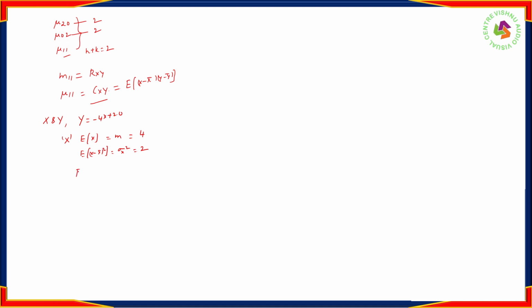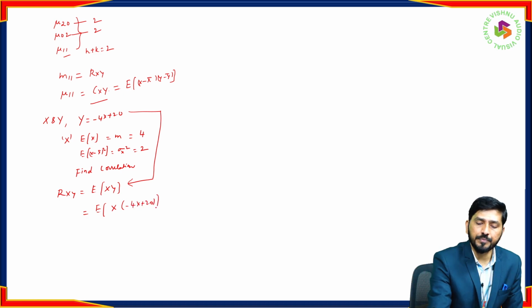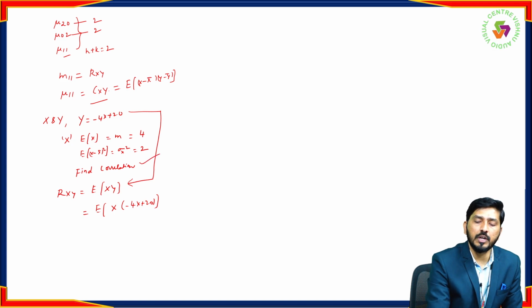Then what is being asked? Find the correlation between x and y. We have seen correlation Rxy is equal to expectation of xy, which is a special case of joint moments about origin. Based on the given data, you can write x as it is, and for y, you replace it with minus 4x plus 20. Our aim is to find the correlation Rxy.